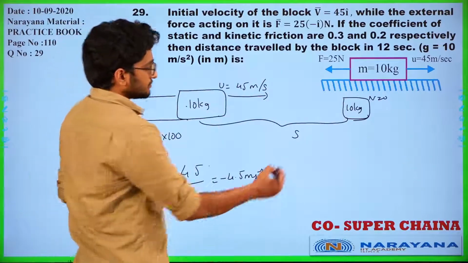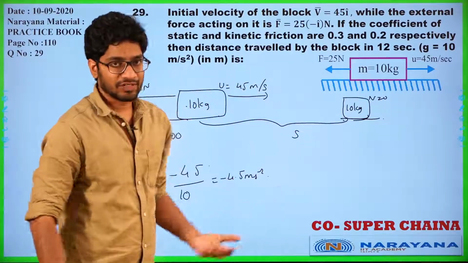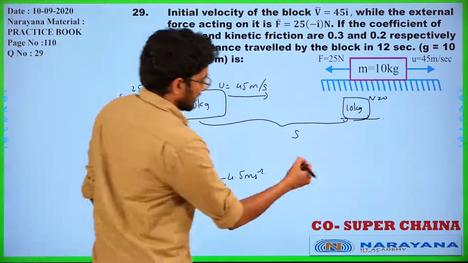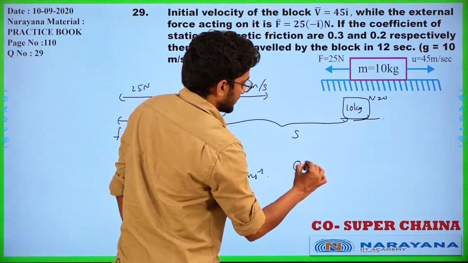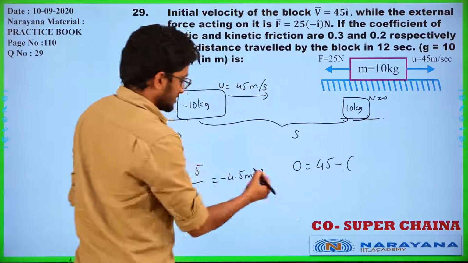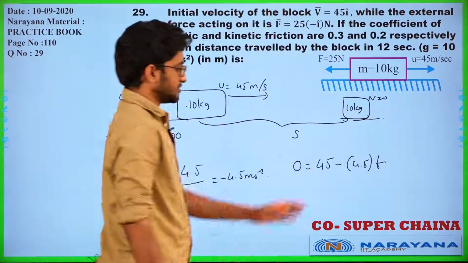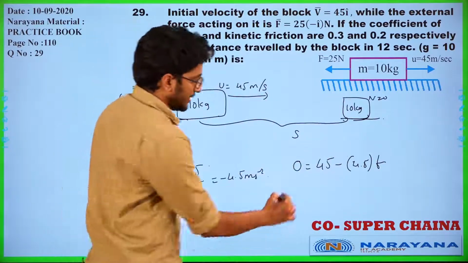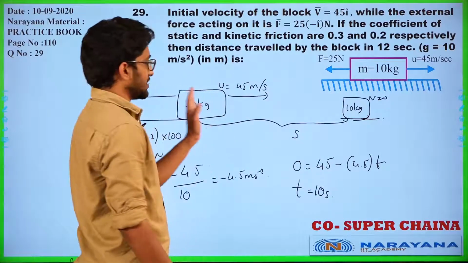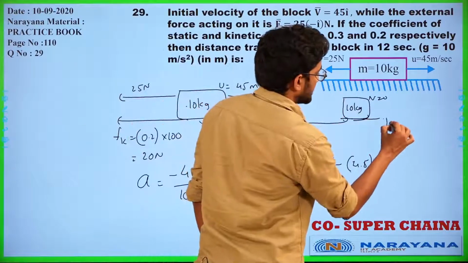Okay. So now let's say somewhere here the velocity becomes 0. At what time the velocity becomes 0? Let's check that first. So for the velocity to become 0, I use v equals u plus at, 0 equals u plus at. Acceleration is minus 4.5 into t. Right. So I get 45 equals 4.5 t, or t is equal to 10 seconds. Okay. So in the first 10 seconds, it traveled some distance and it stopped here. After 10 seconds, it stopped.